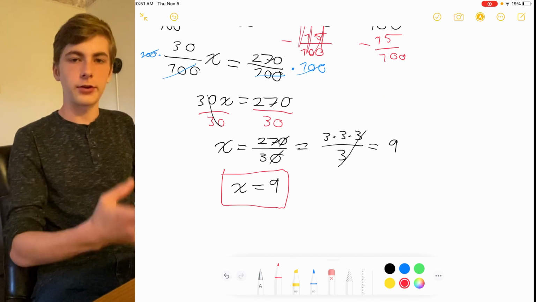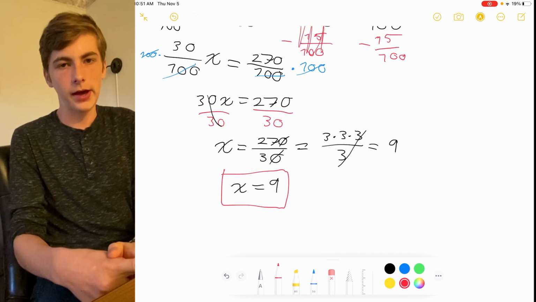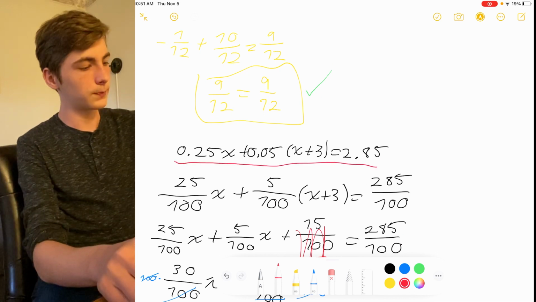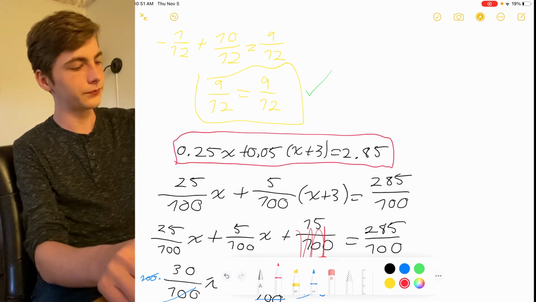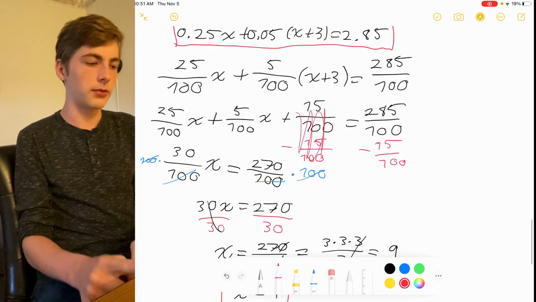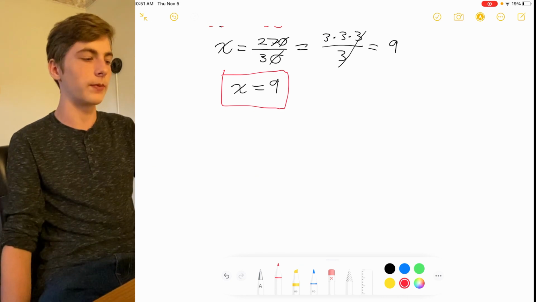That's step 5, check your answer, right? All you would do is you'd take that x equals 9 and you'd plug it back into that original equation we had up here. That guy. You just put it in there and see if it comes out to be a true statement. And if it does, then that x equals 9 is the correct solution.